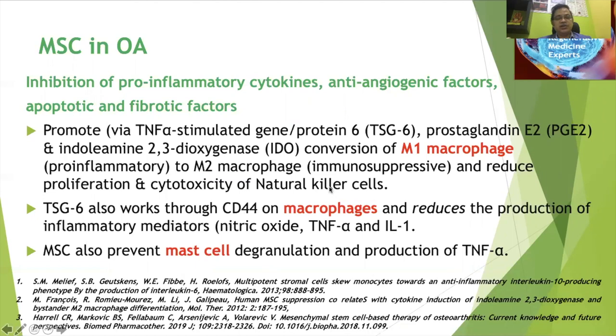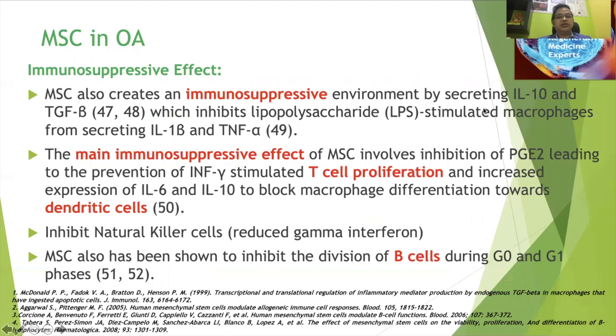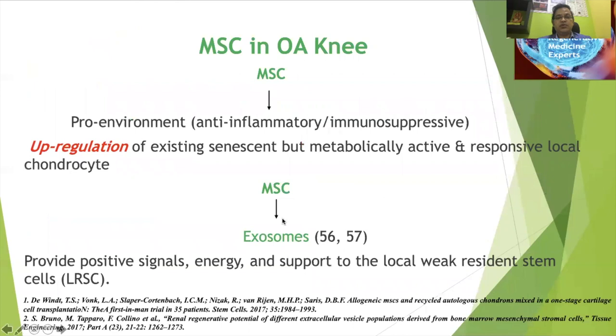Their immunosuppressive effect is again mediated by interleukin-10 and transforming growth factor beta, which prevent the main inflammatory markers interleukin-1 and tumor necrosis factor alpha. They also prevent the gamma interferon stimulated T cells. They also inhibit the natural killer cells and they inhibit B cells. So they are acting on active immunity also. So in osteoarthritis, they promote a pro-healing or anti-inflammatory environment and an immunosuppressive environment, and which provides healing for whatever the pathology is there.